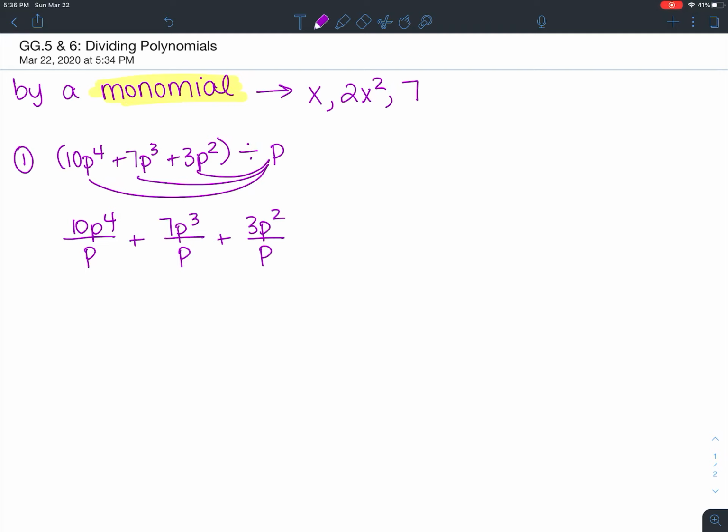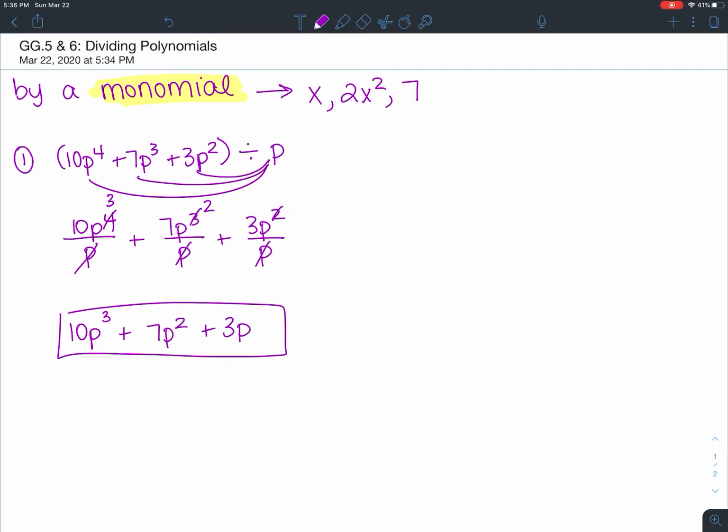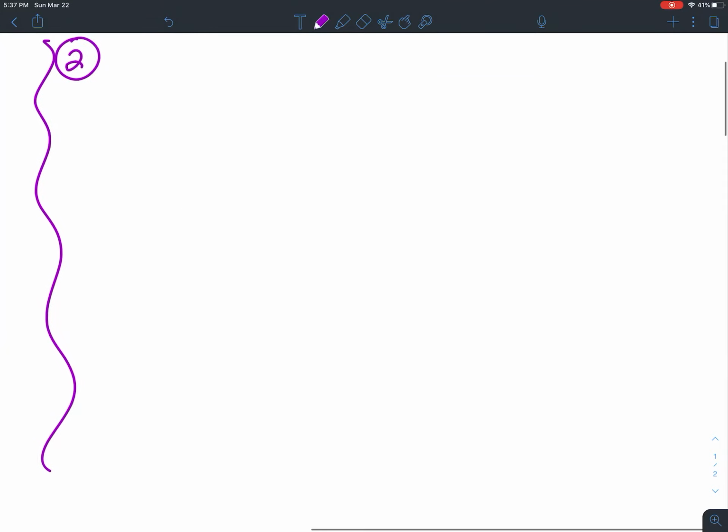Okay, now I can think about this. P to the fourth divided by p, that's going to become 10p cubed. The p on the bottom will cancel, and this will reduce by 1. Same here. So this will become positive 7p squared, and p squared divided by p is just p. So this would be my final answer. In this case, I have no remainder because all of my terms here had a p that could be divided out. Now we're going to look at a different example where you might have a remainder.